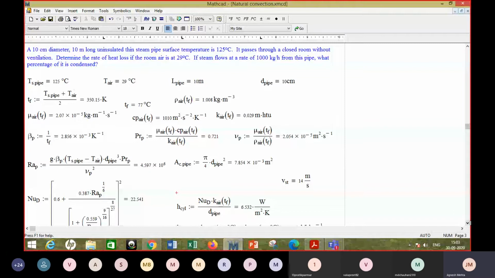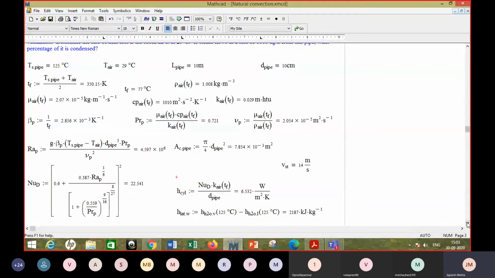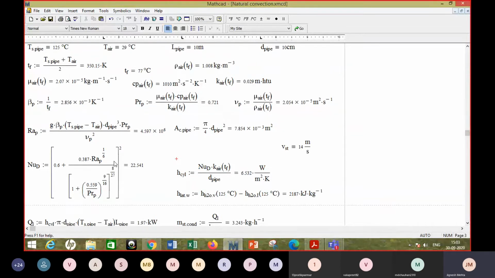So you will be able to use that Churchill and Chu correlation. The area of the pipe, this 10 meter long, the cross-sectional area is pi by 4 d square, and Nusselt number as a function of Rayleigh number and Prandtl number is shown here. With this correlation, you will be able to get the value of Nusselt number, and that comes out to be 22.541. So your h is Nu k by d, so it comes out to be 6.532 watt per meter square Kelvin, right?